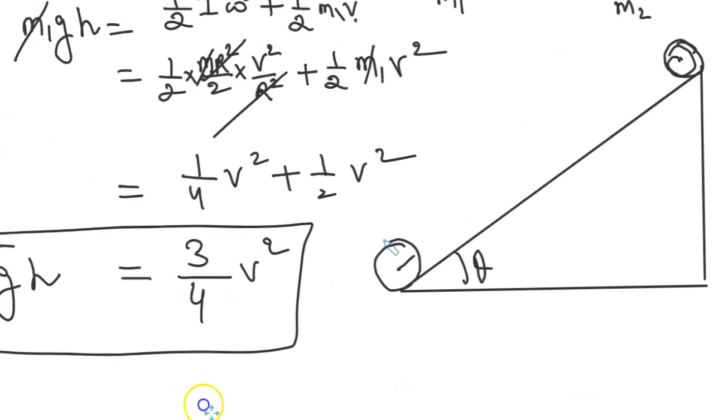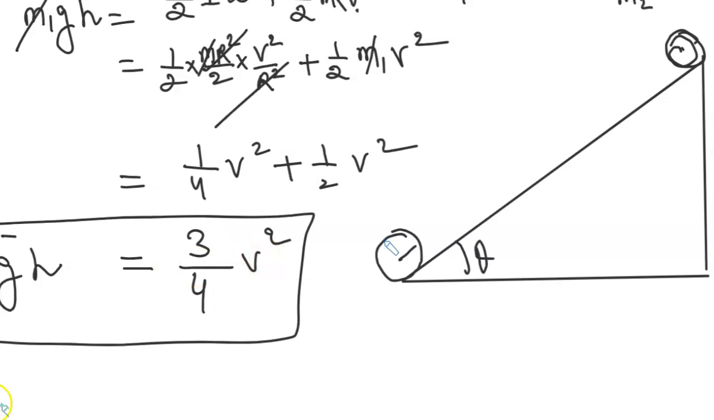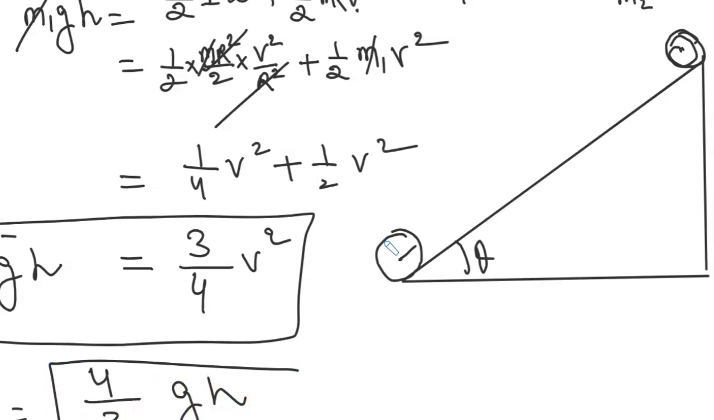Now this is the case of V square. Now please find out the V. V is equal to under root 4 by 3 GH. Correct or not? Yes. This is for the disk. Disk. Please calculate.